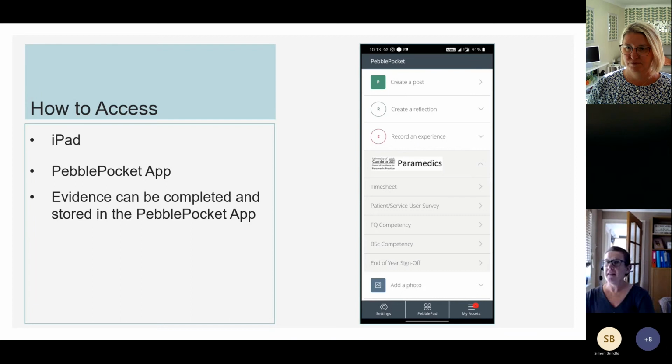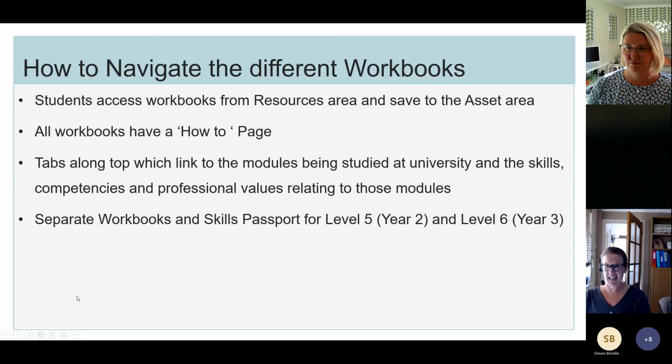So basically, the different workbooks are navigated in the same way. I will do a live navigation in a minute. They all access the workbooks from the resources area and they save them to the asset area. I'll show you how to do all this in a minute. All of the workbooks have got a how-to page. The tabs along the top link to the different modules that are being studied at university, and then the relevant skills, competencies and professional values relating to those modules, and then a separate workbook and skills passport for level 4, level 5 and level 6.